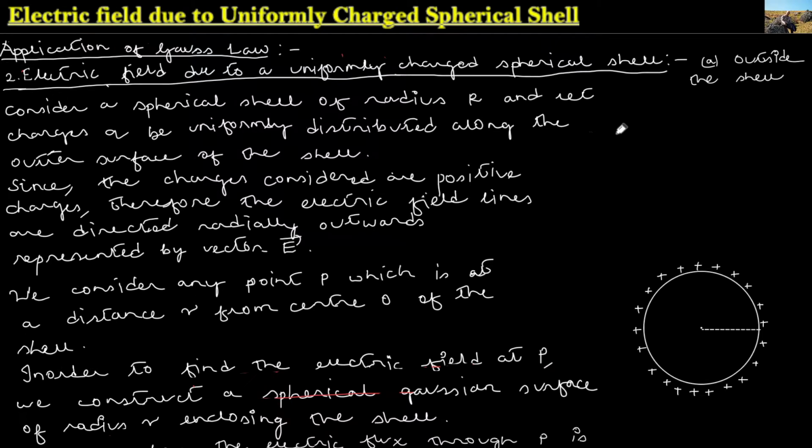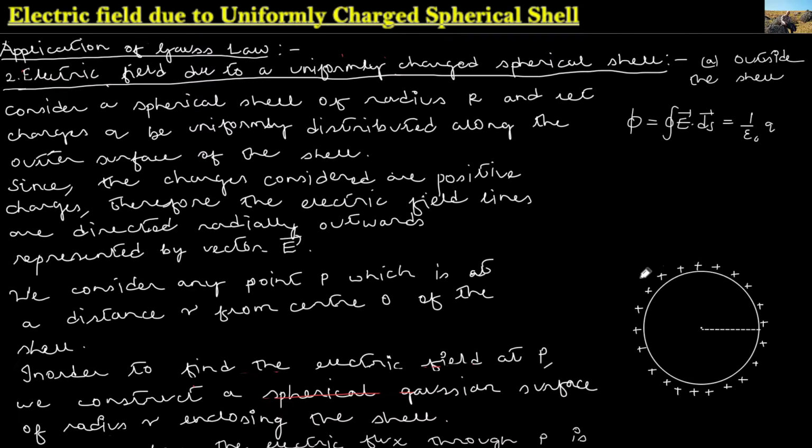In Gauss Law of Electrostatics, we have learned that the electric flux phi is equal to the integral of E dot ds, and this electric flux is equal to 1 by epsilon naught times the charge enclosed by it.